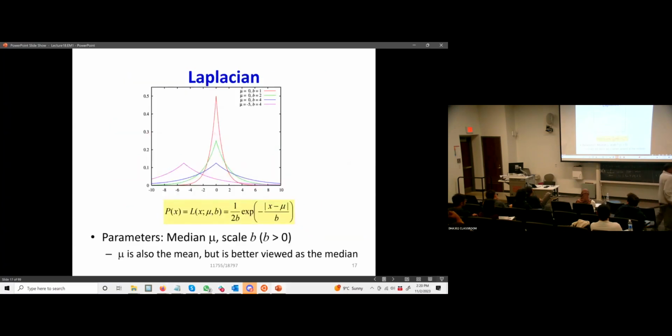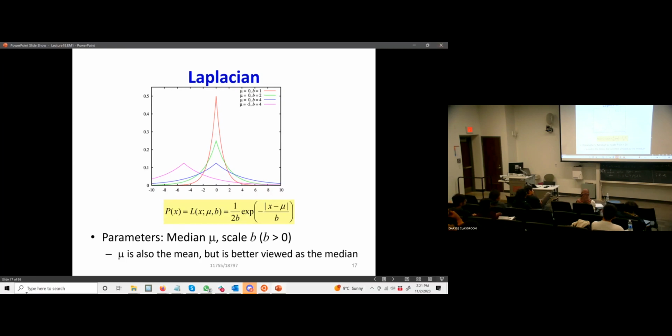Now, here's another distribution. This is a Laplacian distribution where the probability of any outcome falls off exponentially as the distance from the peak increases. Now, there are two parameters to this distribution. One is the position of the peak itself. The second is how fast it falls off. So the Laplacian distribution is given by 1 over 2b e raised to minus the magnitude of x minus mu over b. So x minus mu tells you how far you are from the peak. Mu is the peak. And the b controls the rate at which it falls off, right?